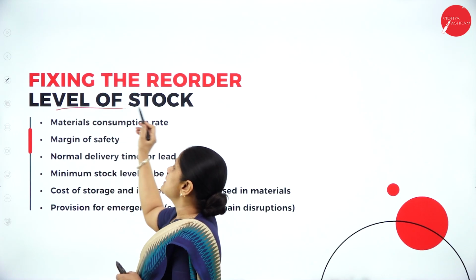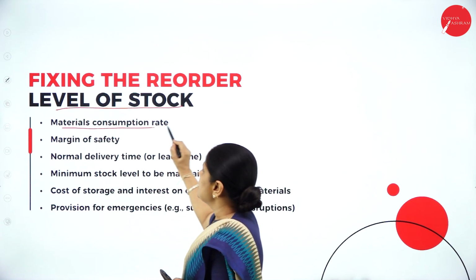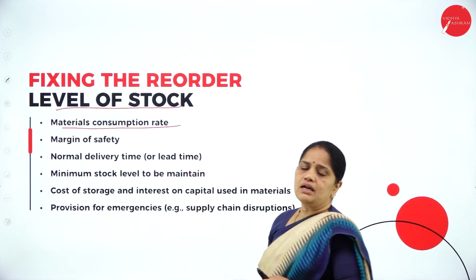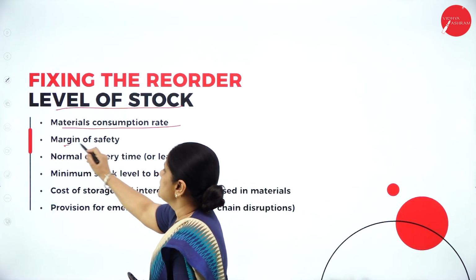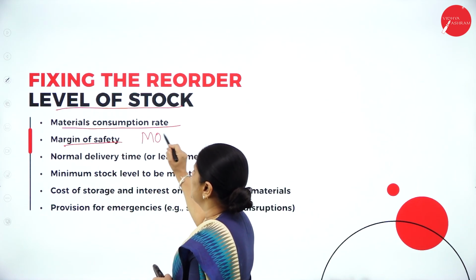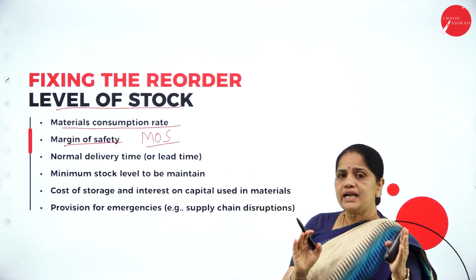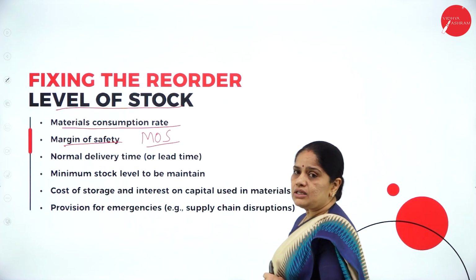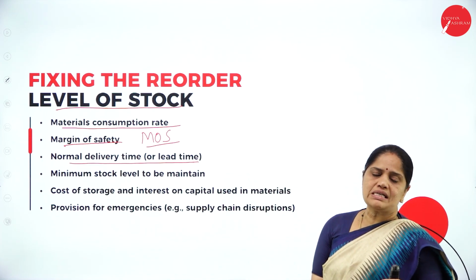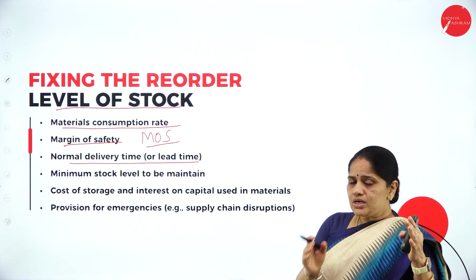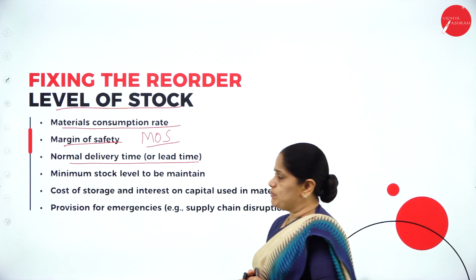So, how do we fix the reorder level of stock in the organization? The first one is material consumption rate. What is the rate at which the material is being consumed? Second one is the margin of safety. So, what is the margin of safety? What is the safety level at which the stock has to be maintained in the organization? Then normal delivery time or the lead time. So, what is the lead time? That is, what is the time taken for the raw material to get converted into a finished product?